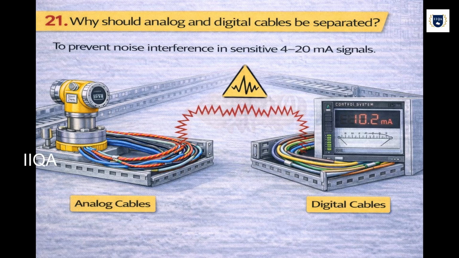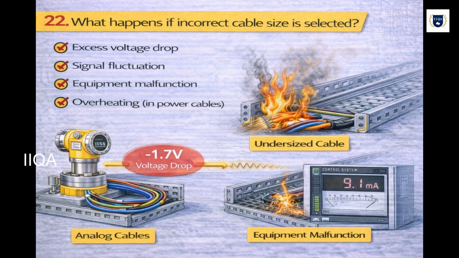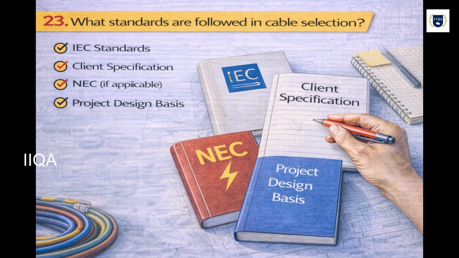Why should analog and digital cables be separated? To prevent noise interference in sensitive 4 to 20 milliamp signals. What happens if incorrect cable size is selected? Excess voltage drop, signal fluctuation, equipment malfunction, overheating in power cables. What standards are followed in cable selection? IEC standards, client specification, NEC if applicable, project design basis.